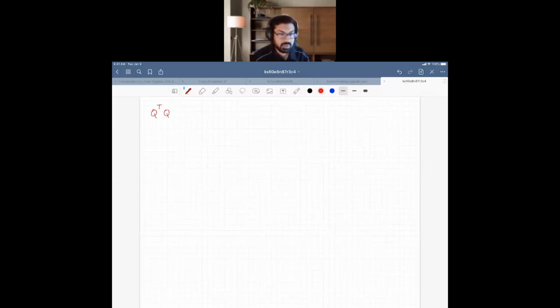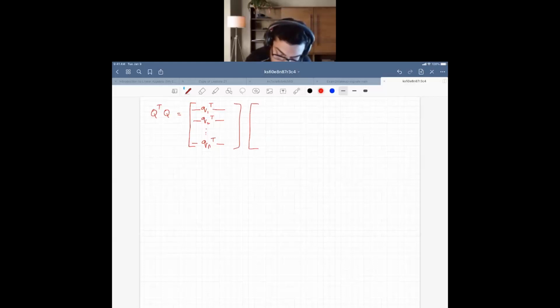Q is my orthogonal matrix whose columns are Q1, Q2, Q3, and so on up to Qn. So what is Q transpose Q going to be? Q transpose has rows Q1 transpose, Q2 transpose, and so on up to Qn transpose. That is getting multiplied with Q, which is simply Q1, Q2, and so on up to Qn. These are columns. If I'm going to multiply this, what do I have?